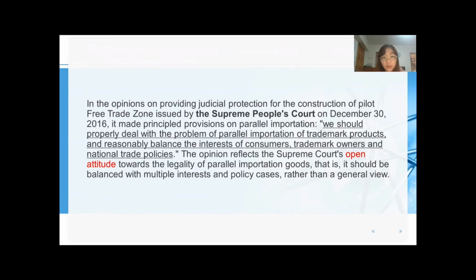In the opinions on providing judicial protection for the construction of pilot free trade zone issued by the Supreme People's Court, it made principal provisions on parallel importation. We should properly deal with the problem of parallel importation of the trademark products and reasonably balance the interests of consumers, trademark owners, and national trade policies. The opinion reflects the Supreme Court's open attitude towards the legality of parallel importation goods. That is, it should be balanced with multiple interests and policy cases, rather than a general view.